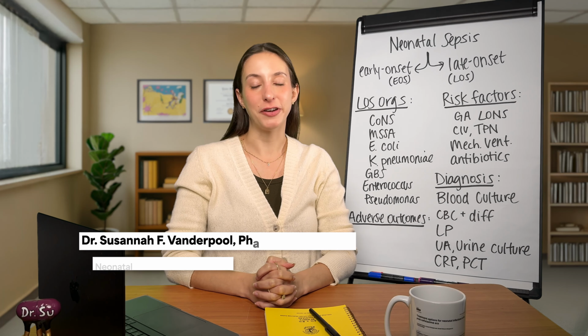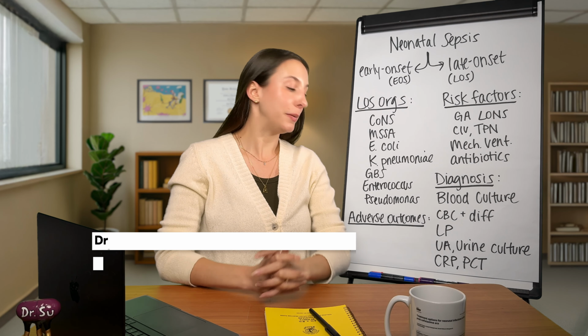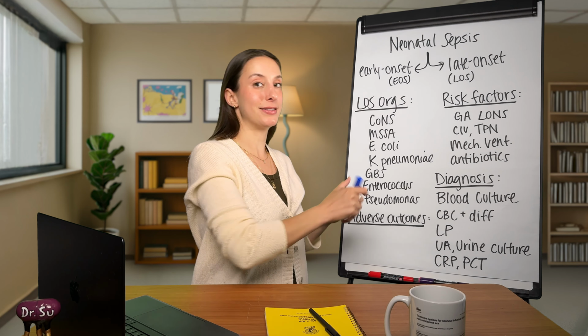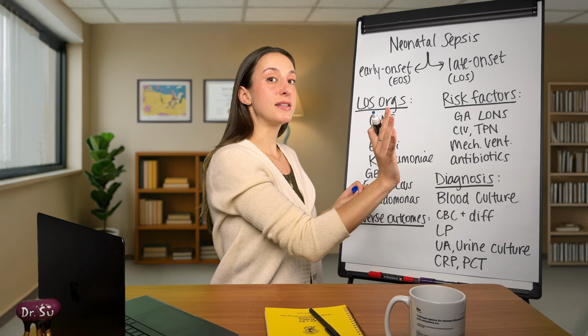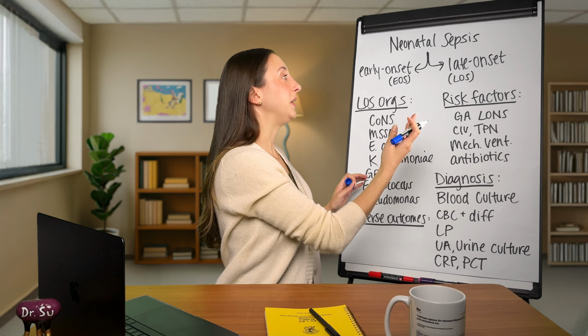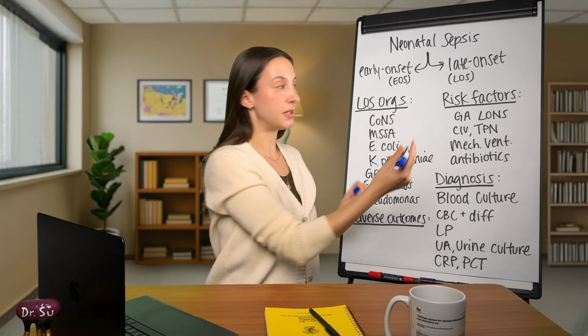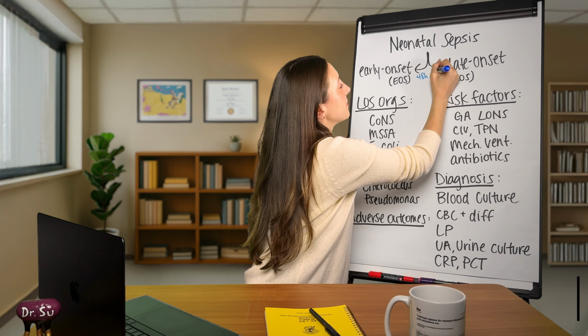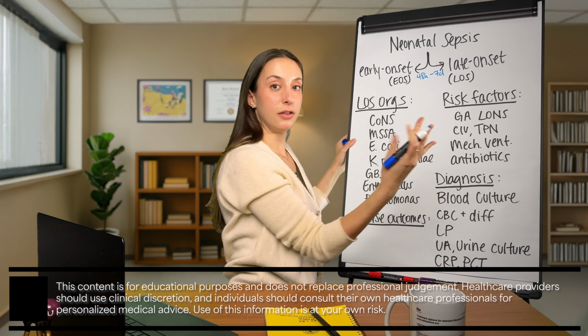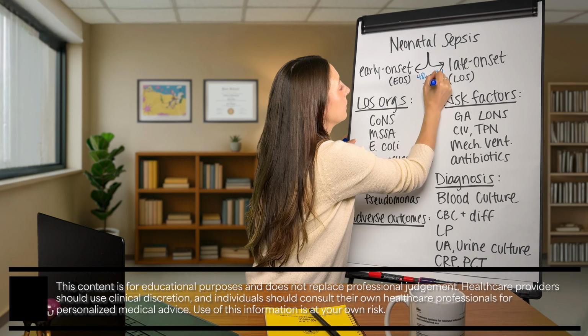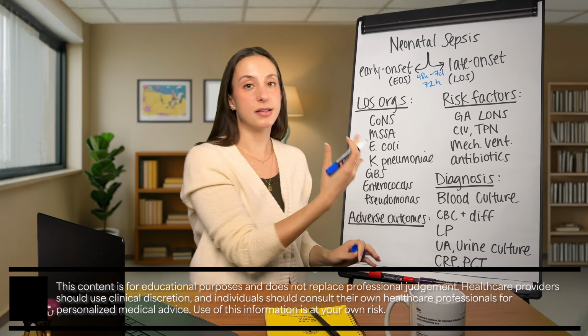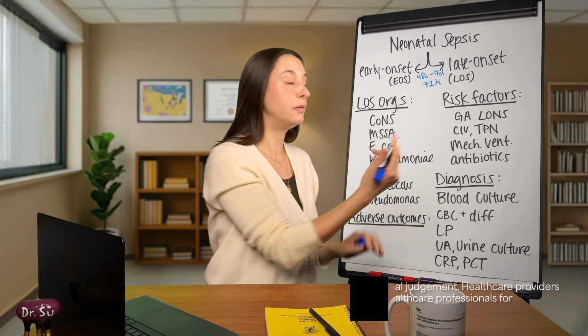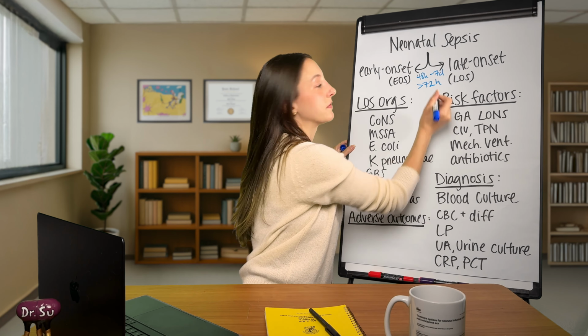I'm Dr. Susanna Vanderpool. I'm a neonatal and pediatric clinical pharmacist, and today we're going to be talking about neonatal late-onset sepsis. Sepsis is divided into early and late onset based on postnatal age at onset of symptoms. Cutoff points have historically varied from 48 hours to 7 days. Today, the most common cutoff point is 72 hours. And so, late onset sepsis is sepsis occurring in a neonate that's greater than 72 hours of life.